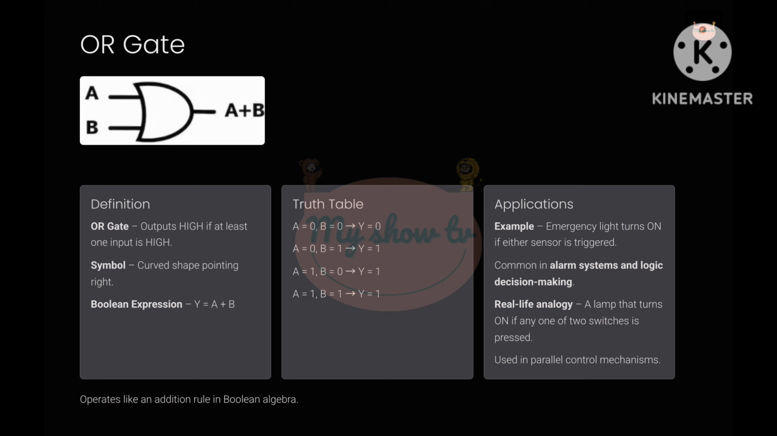1. Symbol, curved input, pointed output. 2. Boolean expression, y equals a plus b. 3. Example, doorbell that rings if either of two push buttons is pressed. Significance, OR gates are used in systems where any one condition is sufficient to cause an action, such as multiple emergency stops for a machine.